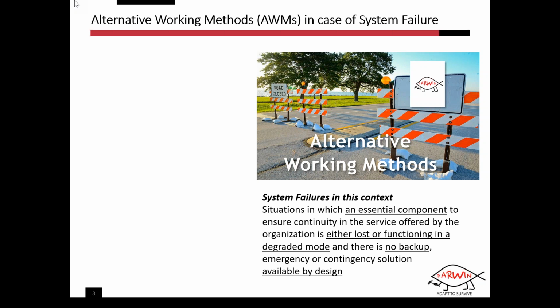So after the discussion we had with you, and then after going through some articles in the literature review, we came up with this definition to define the starting point for defining, supporting and maintaining the alternative working methods, that is the system failure. So with system failure, we mean all those situations in which a component that is essential for ensuring business continuity of a system is not functioning anymore, or is functioning in a degraded way, and there is no backup available by design.